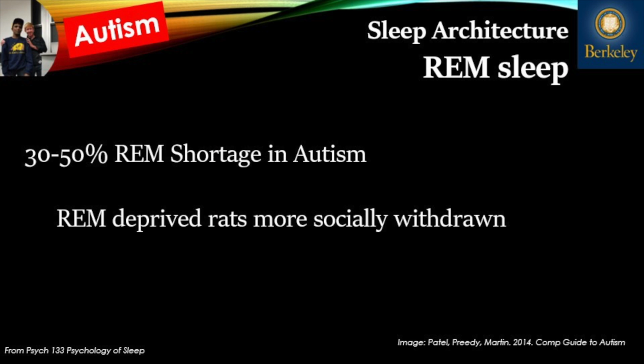Studies show a shortage of REM sleep in autistics. A 30 to 50% deficit. Since REM sleep contributes to neural wiring in the developing brain, the question is if REM sleep deficiency contributes to autism. REM-deprived rats become more socially withdrawn, even as adults.